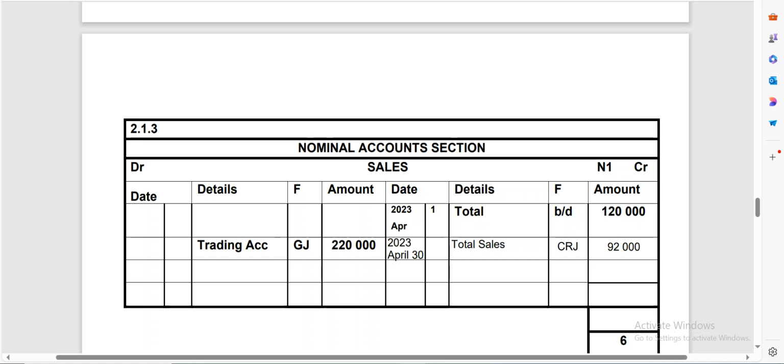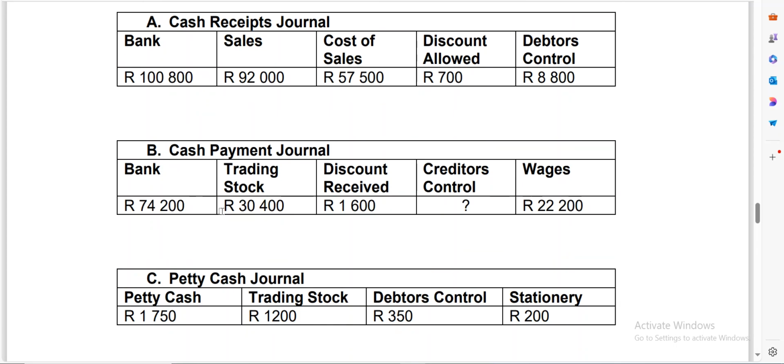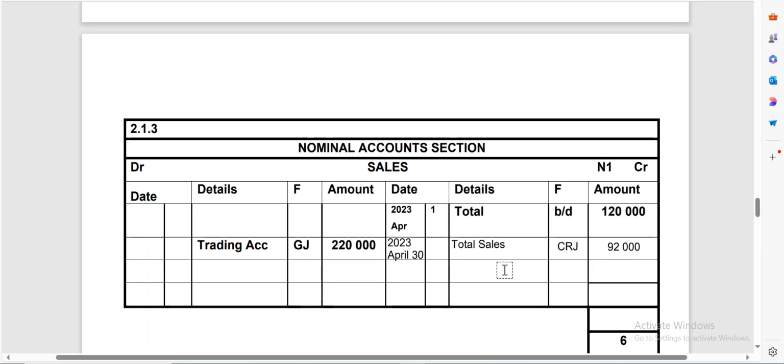Okay, now we go to the next column. Is there anywhere where I'm seeing sales? I have to go to the debtors journal. I will definitely see my sales. Here it is, I see sales. Once I see sales, then I know that my sales will have to be recorded in the sales account. So this means that these are the totals.